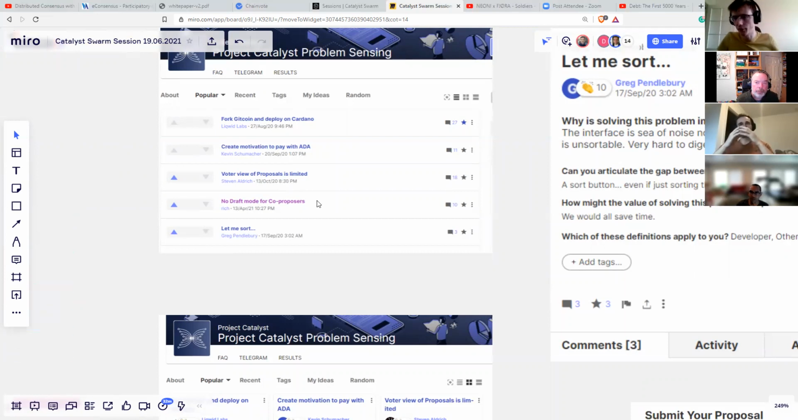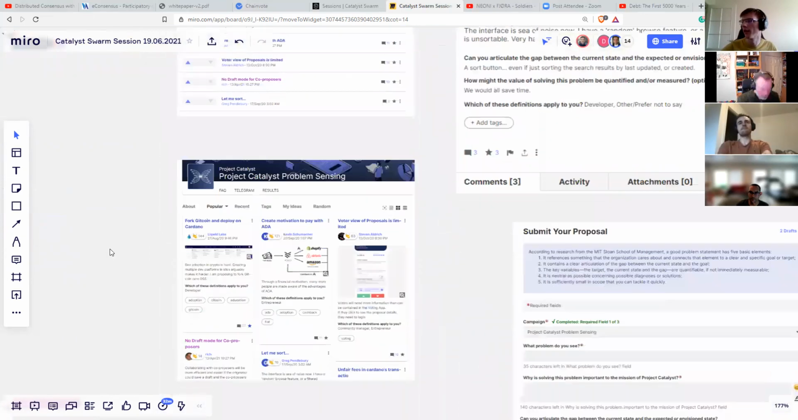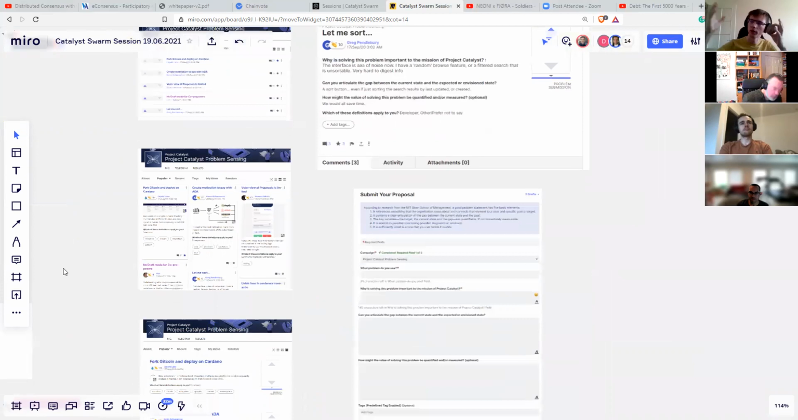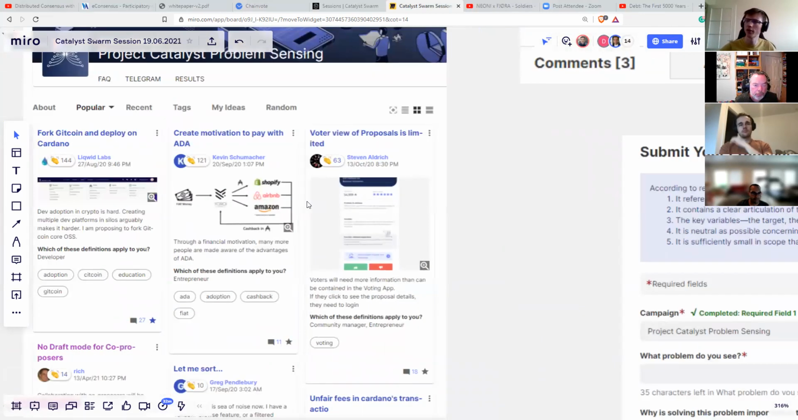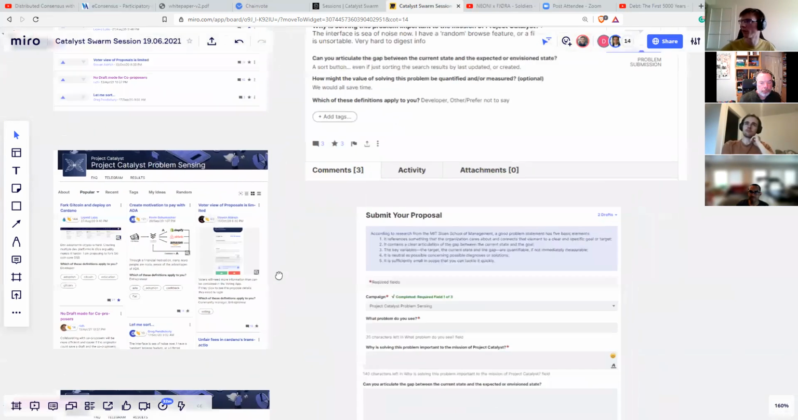more Ideascale and the process of this entire governance stack. No draft mode for co-proposers. So again, Ideascale. So mainly focused on Ideascale, and we have different views of the same stuff. So yeah, it's just different ways to see the same problem. I'm not sure which could be the best.